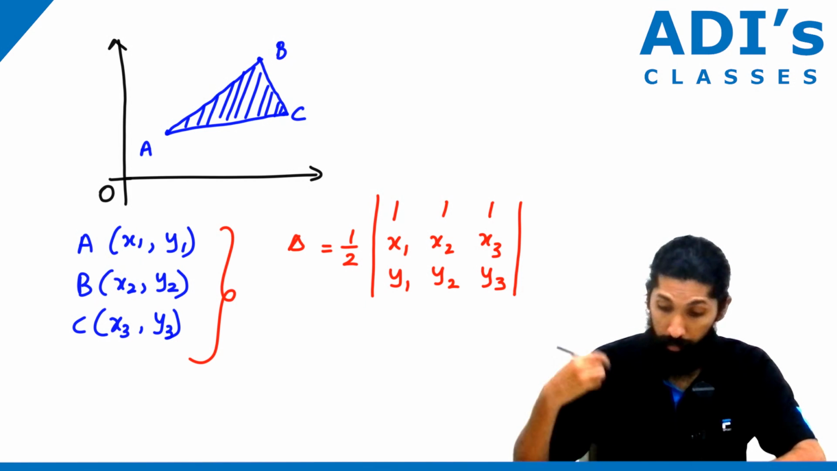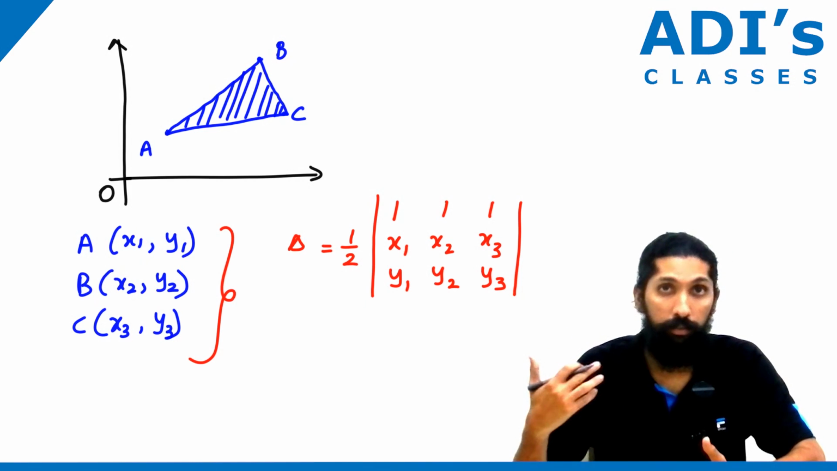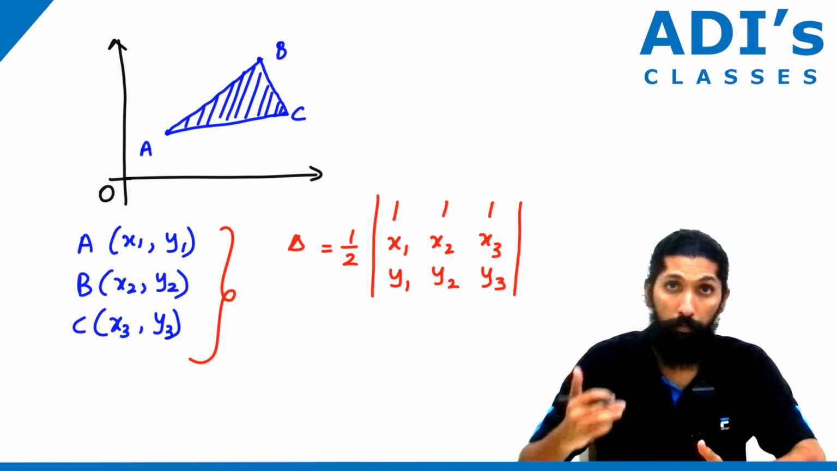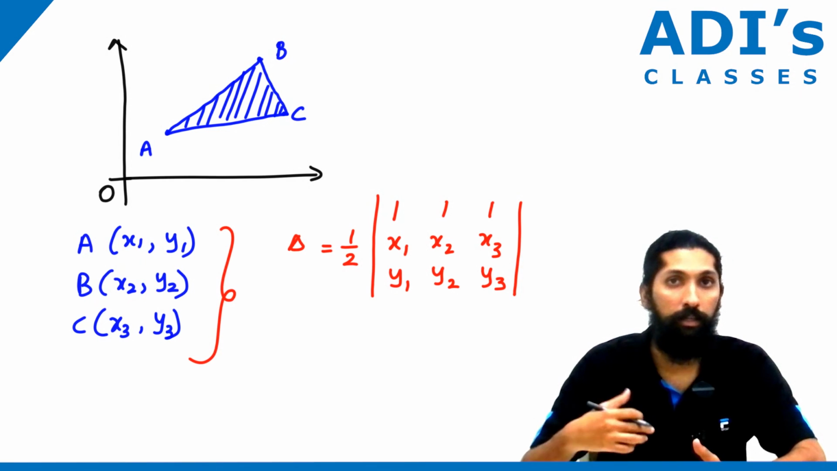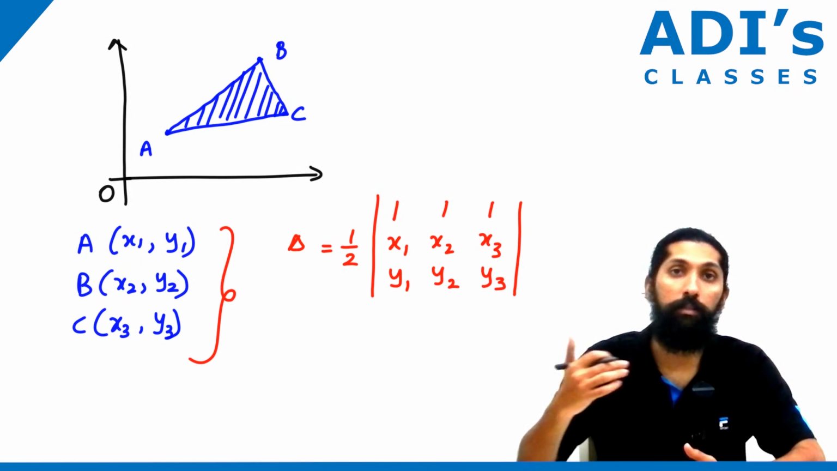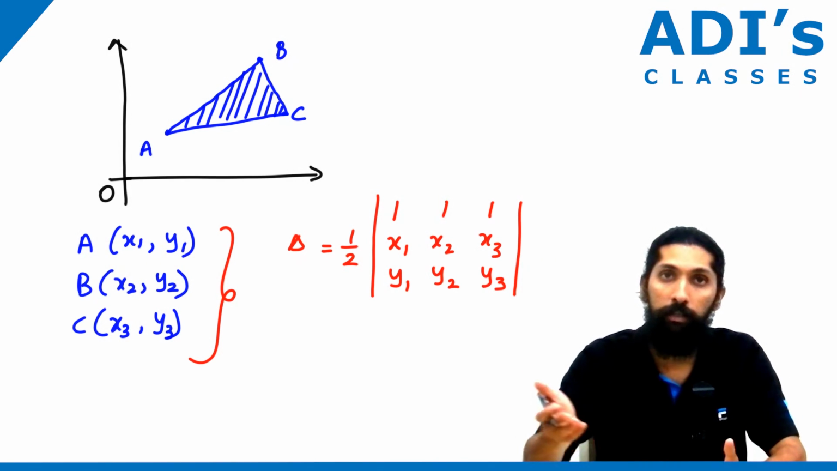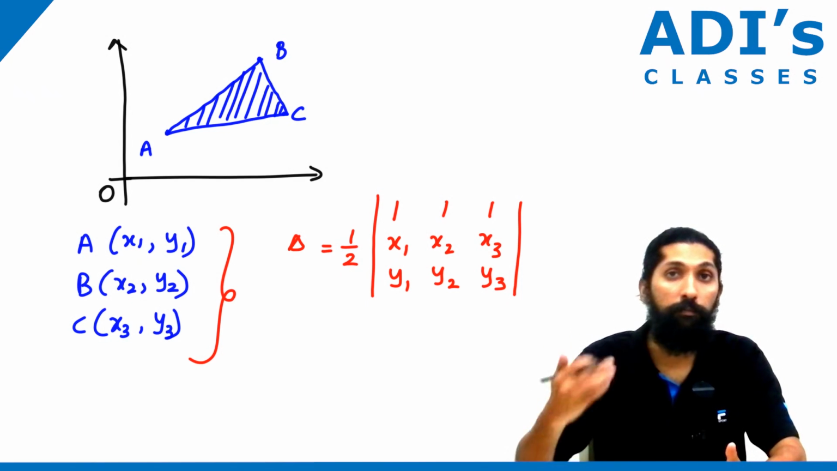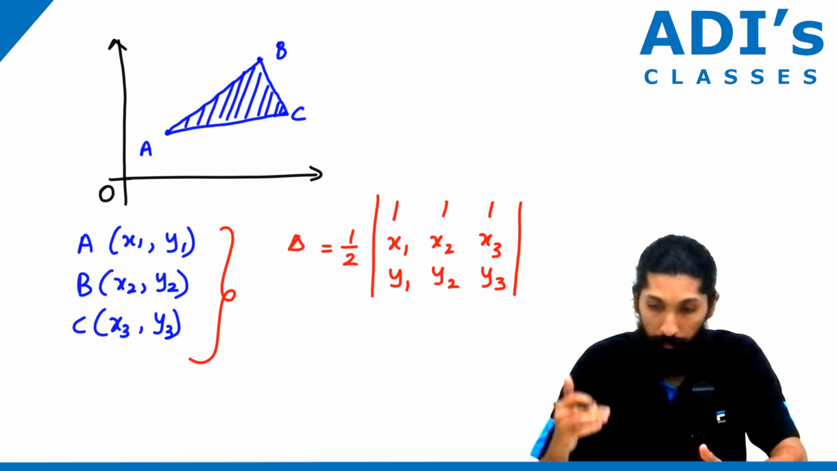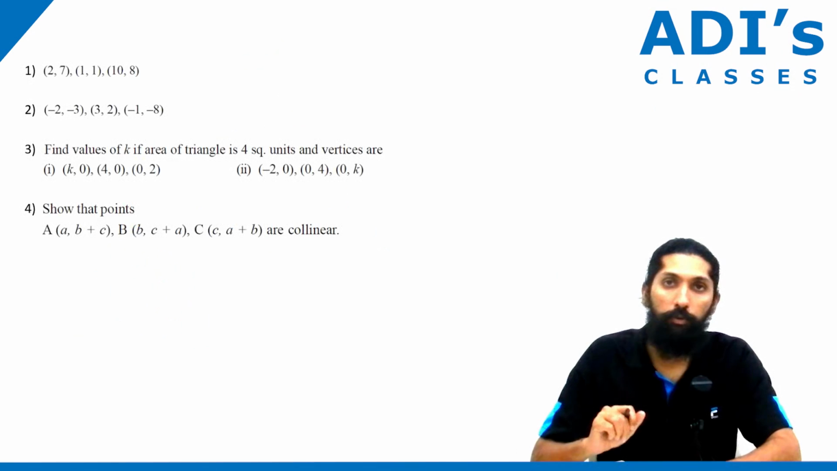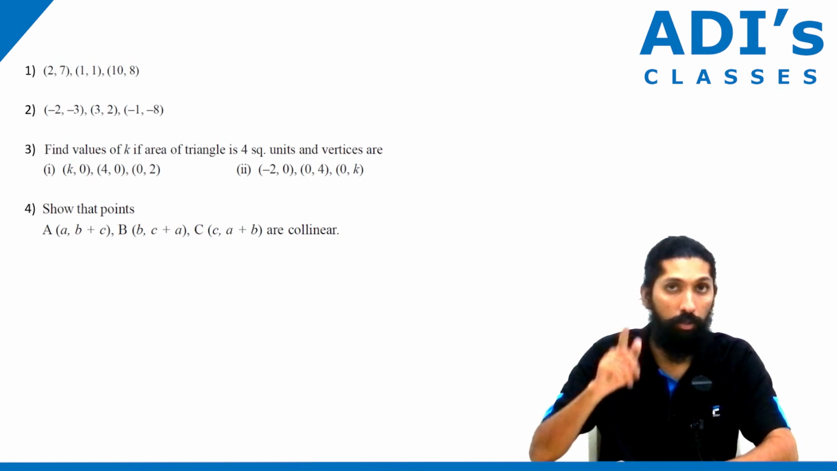Now that you know what the determinant is, we'll do a few problems where you can calculate the area of the triangle, or prove that the 3 points are collinear, or find the unknown value. Different types of problems are there. Alright, so we'll look into the problems right now. Look, there are four problems. Let's solve the first one.